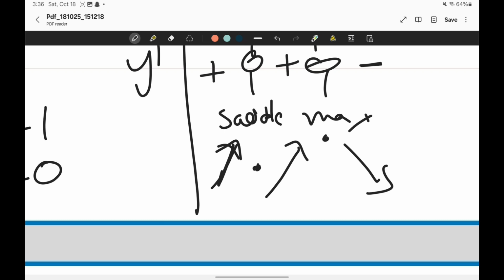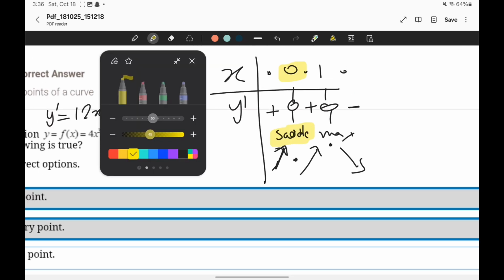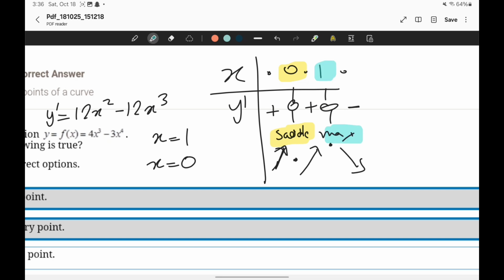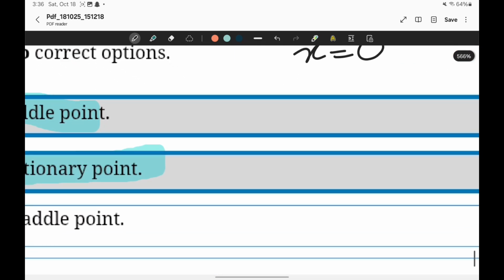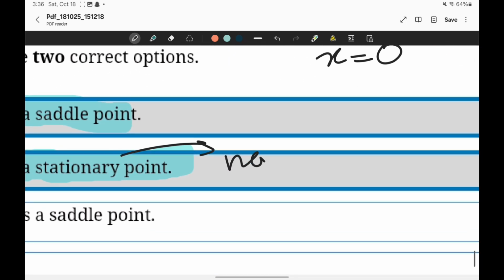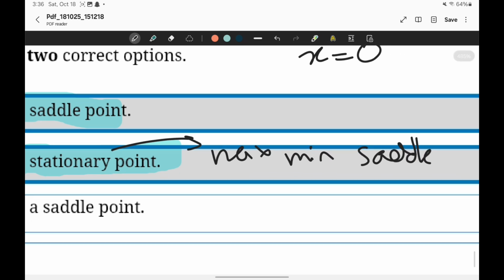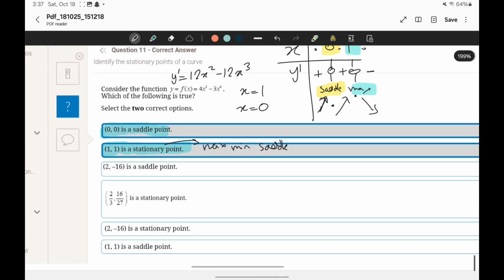This one we know. Okay, so it's a saddle point at x is 0 and it's a maximum at x is 1. So we go through the options. They said at 0, 0 is a saddle point. This is correct. At 1, 1 is a stationary point. A stationary point means either saddle, maximum, or minimum. Right? So this could be either maximum, minimum, or saddle. It doesn't really matter, and they don't really care. They're not telling us which one it is, but it is a stationary point, so it is correct.